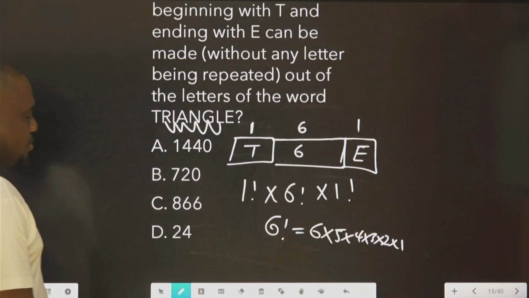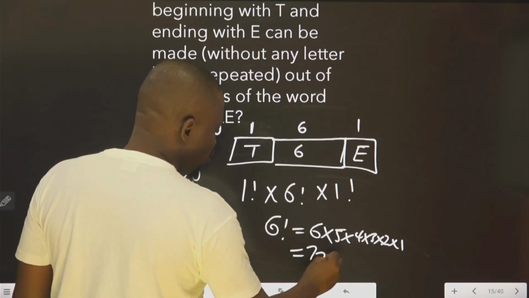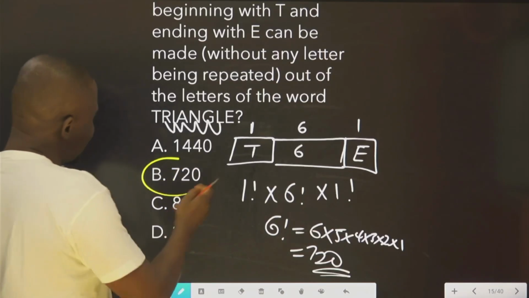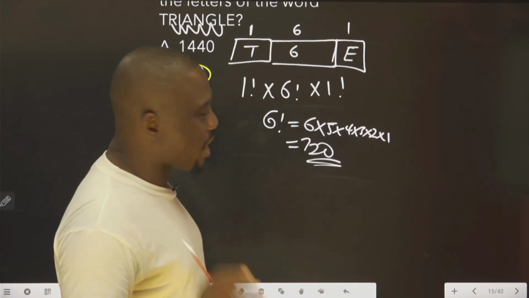You do this now, what are you going to have? You are going to have 720. So this is the answer. But you say, oh, is this cramming? No, there's a reason why.